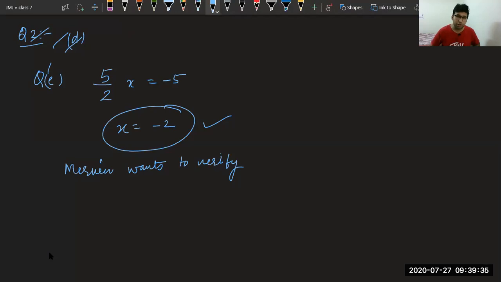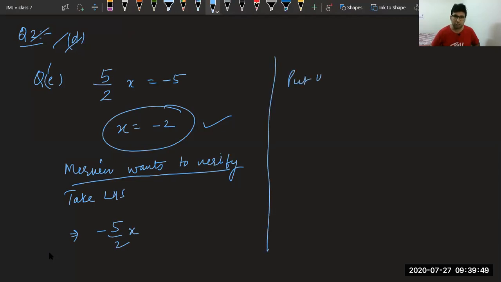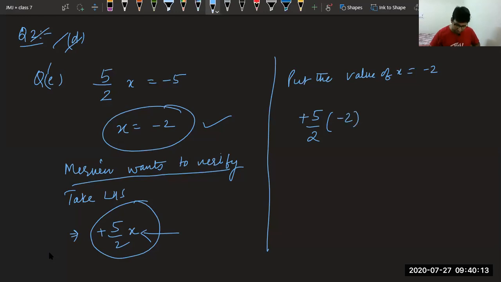Nothing is confusing. Now to verify, we will take left hand side. What is left hand side? -5 by 2x. Now put the value of x equal to how much? -2. So we have taken the left hand side. Now we put the value of x in the left hand side. It becomes, one second, answer was -2 only, no? It is 5 by 2x. So it is like this. We have put the value of x.